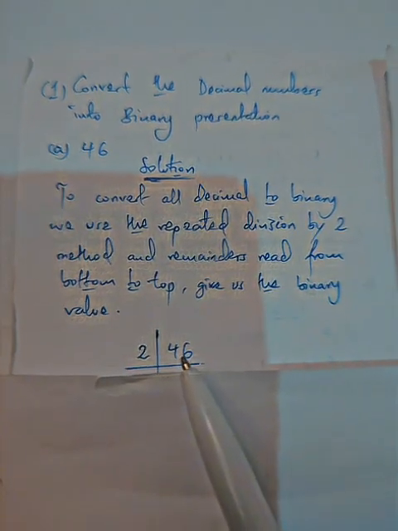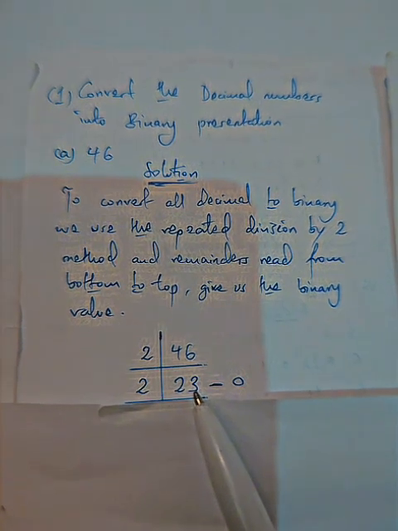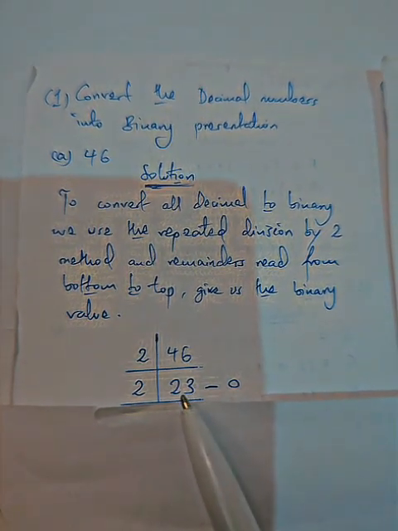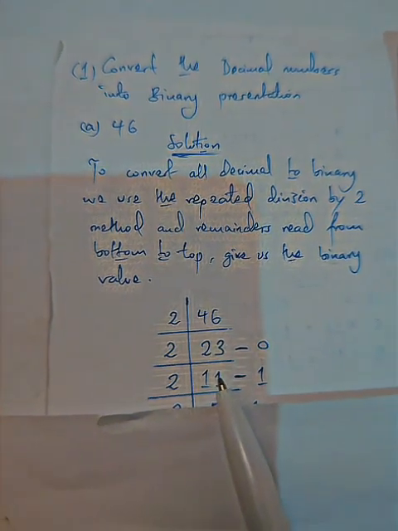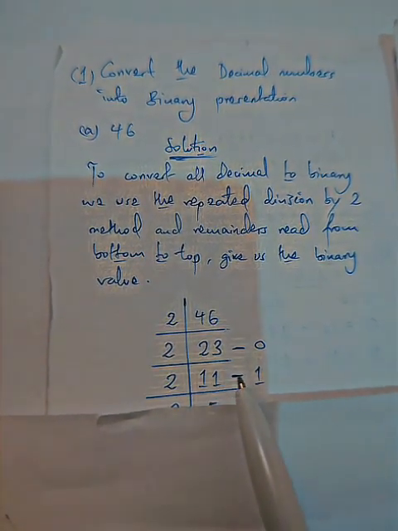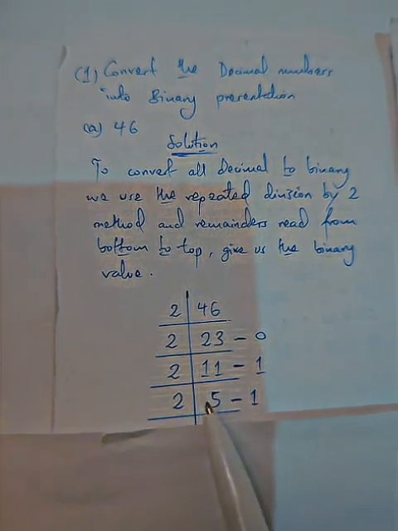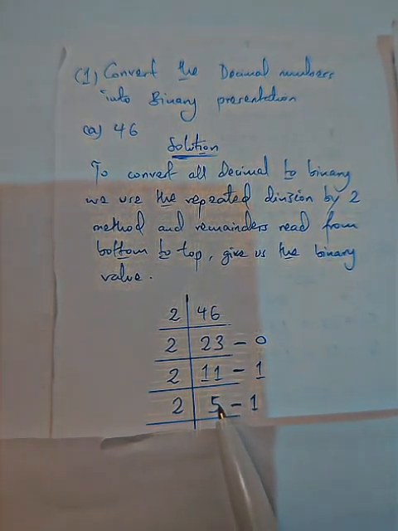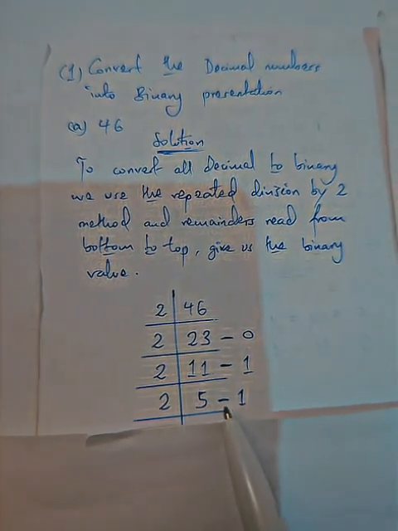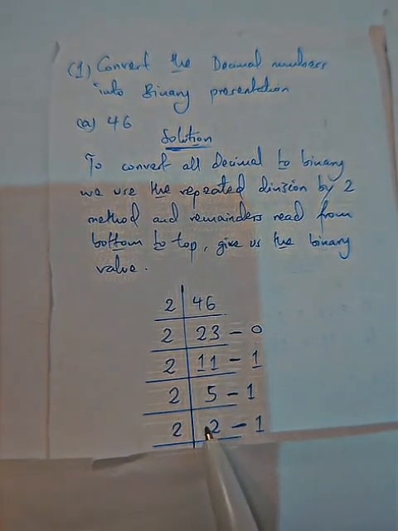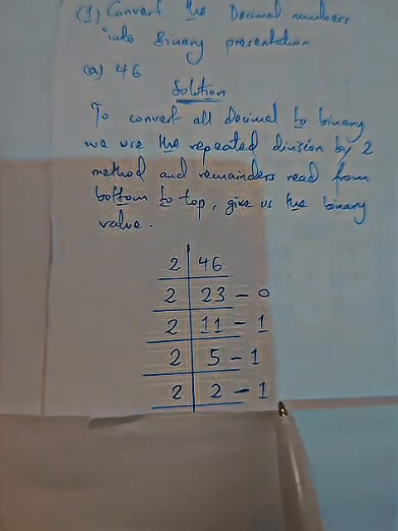Therefore, 46 divided by 2 gets 23, remainder 0. 23 divided by 2 you get 11.5, so you write 11 and the remainder is 1. 11 divided by 2 you get 5.5, so you write 5, the remainder 1. 5 divided by 2 you get 2.5, so the remainder is 1.